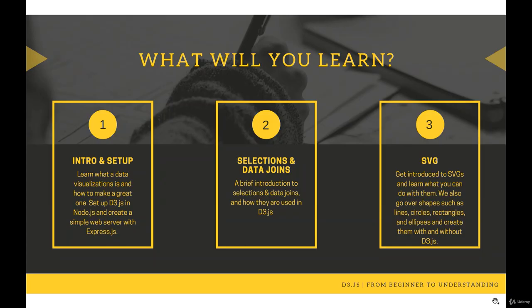What will you learn? Well, first, we're going to learn what a data visualization is and how to make a great one. We're then going to set up D3.js in Node and create a simple web server with Express. We're then going to talk about selections and data joins. We're going to go over a brief introduction to the selections and data joins and how they are used in D3. Next, we're going to get introduced to SVGs and learn what you can do with them.